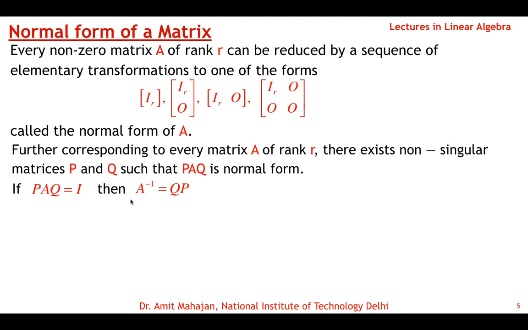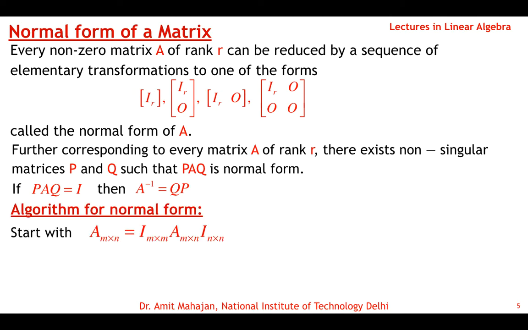But you can calculate the inverse only when PAQ is equal to the normal form where the normal form is the complete identity matrix. Then it is invertible, otherwise it is not invertible. So to find the normal form, there is a procedure, or you can say an algorithm, and you have to follow this procedure to find the normal form.